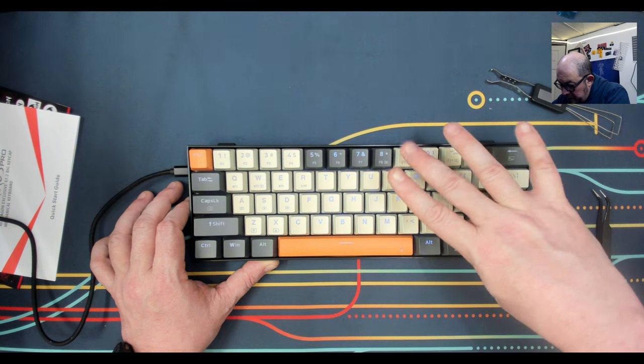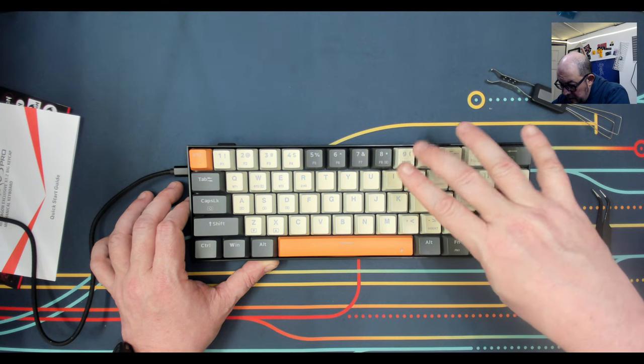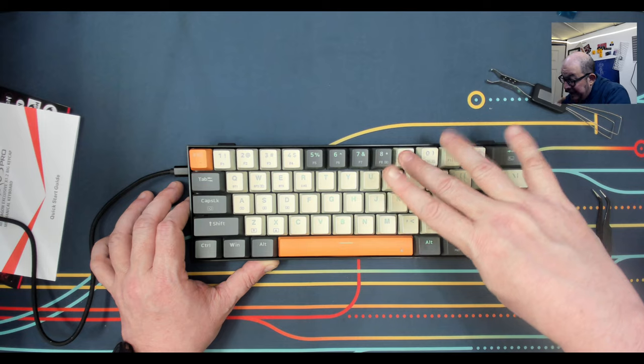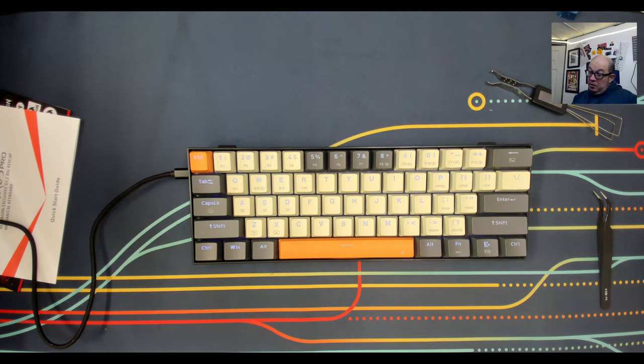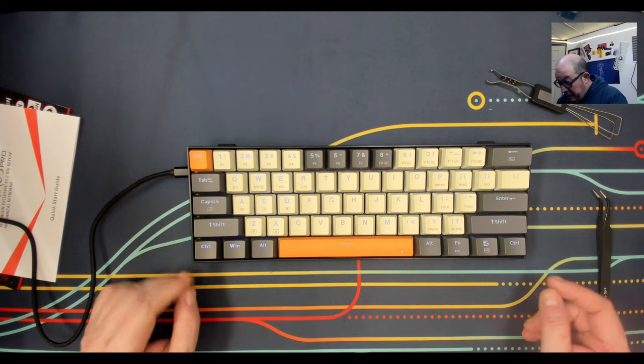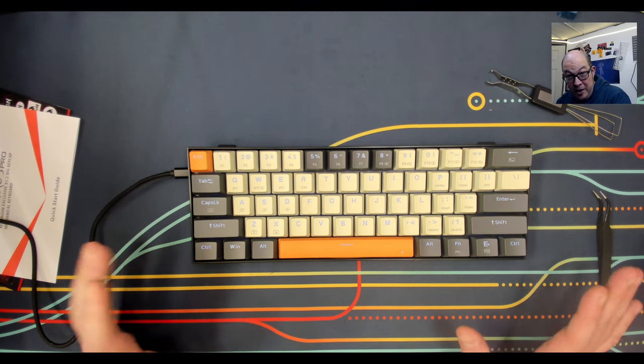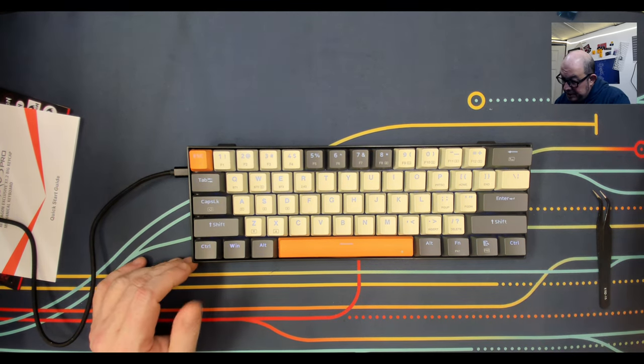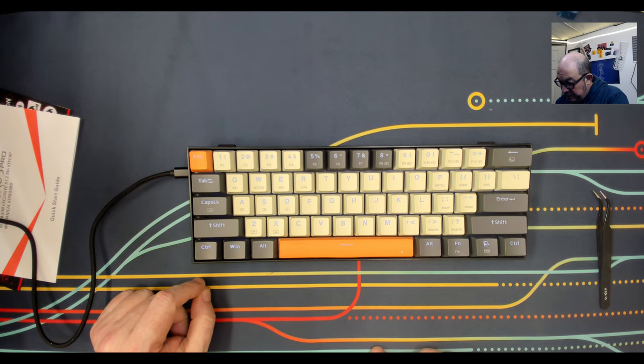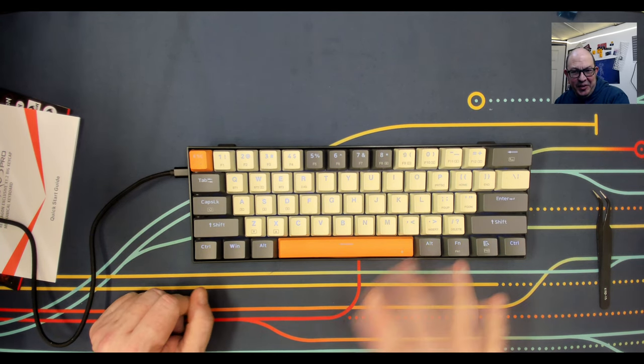Oh, there's the key effects. All right. Yeah, the RGB is very hard to see here. But I mean, not that that's the greatest concern here, because this just doesn't sound very good.